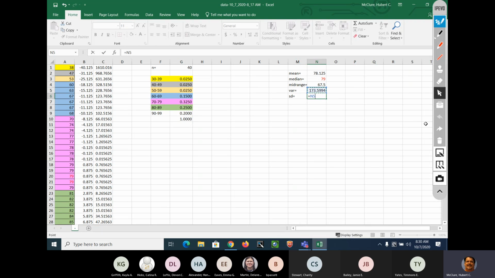What's the relationship between the variance and the standard deviation? Oh, come on, people. Y'all don't remember doing this just a few weeks ago? Raise it to the what power? Or take the what? 0.5. Thank you. Or take the square root of the variance, and that's your standard deviation.